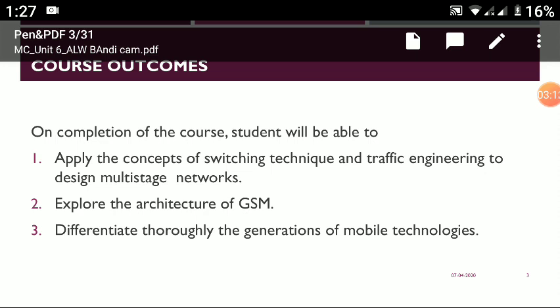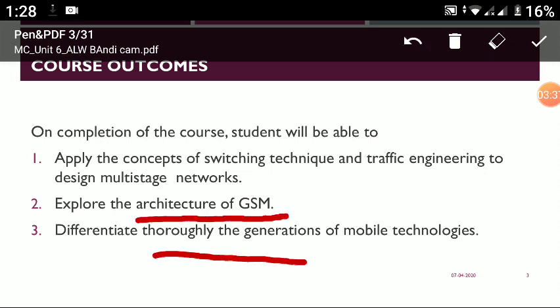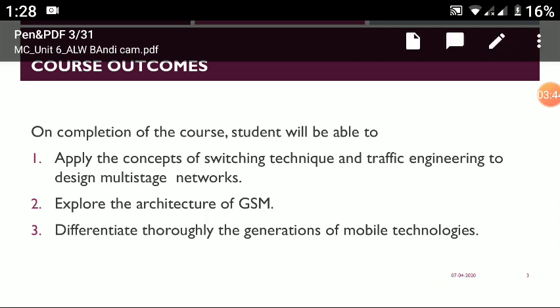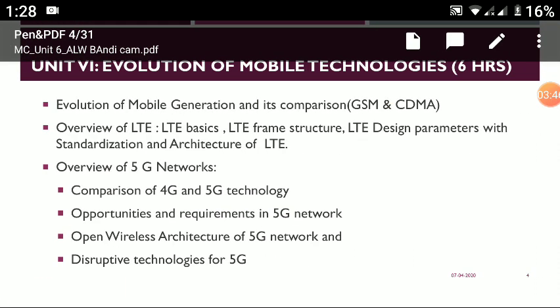Means here you can differentiate or distinguish between the 1G, 2G, 4G and then 5G mobile technology after learning the content of unit number 6. Okay. The second, GSM architecture, we have already covered in unit number 4. Here, distinguish thoroughly means a comparison between the various mobile technologies. You can get a clear idea about this one.